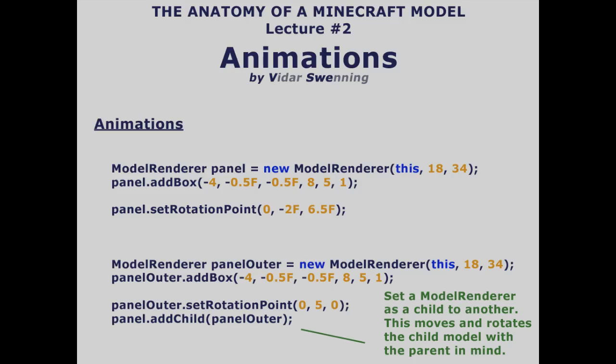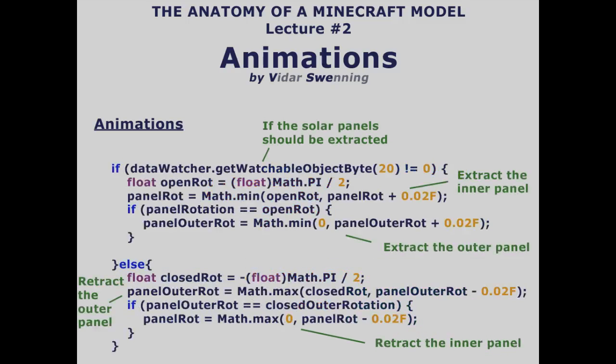Then we also saw how we could use child models to make them follow along. Here we have the inner panel and the outer panel. Some code has been removed just to keep it a bit simple here. But what we have here is the inner panel that has its box and its rotation point and so on, and then we have the outer panel which also has a box and its rotation point, but it's a child to the inner one. That means that when we rotate the inner one to open up the solar panel, the outer panel is going to follow along. And as we saw just in the example right before this, we saw the inner one extract, and then when that had extracted, we extracted the outer one afterwards, so it followed along first and then it extracted itself like so.